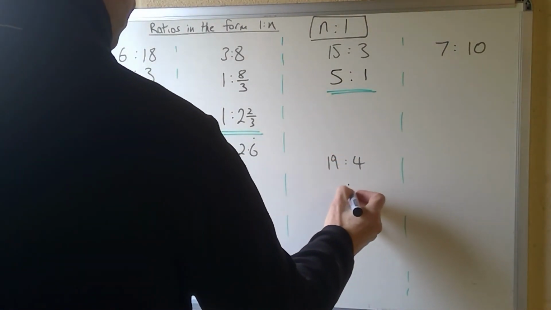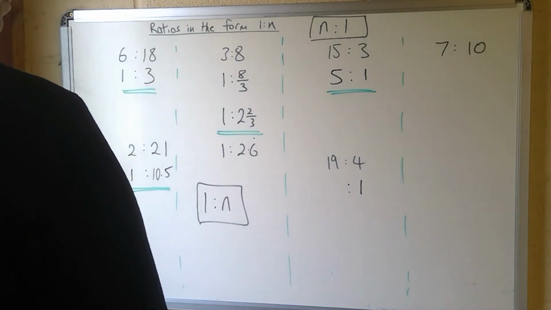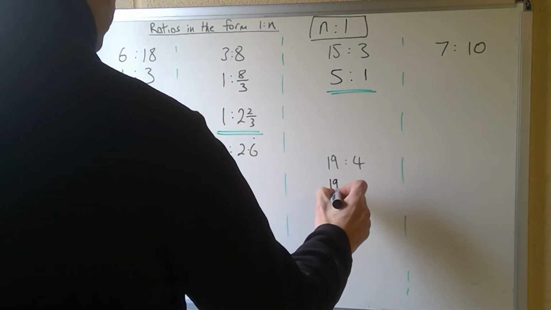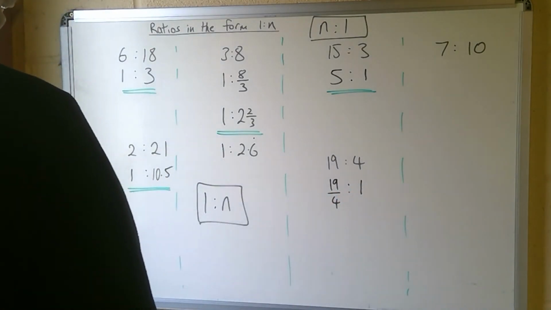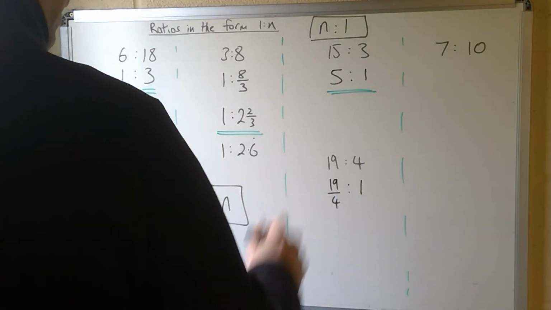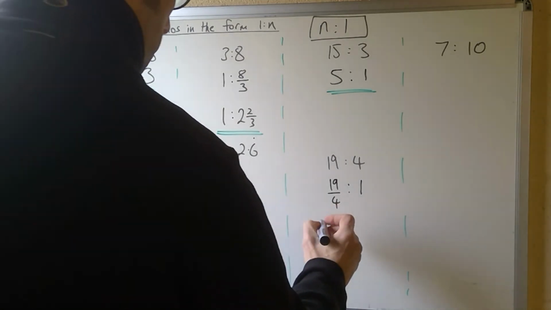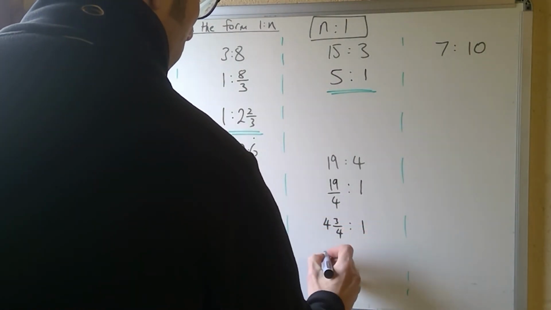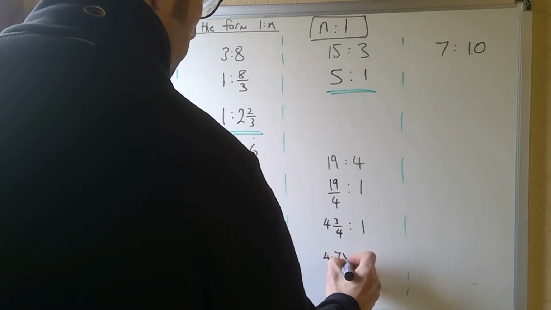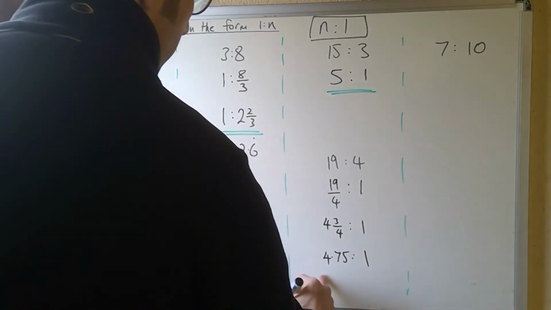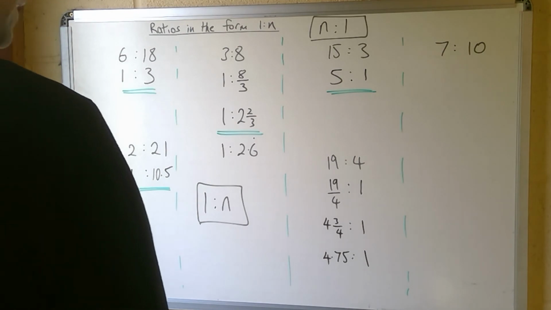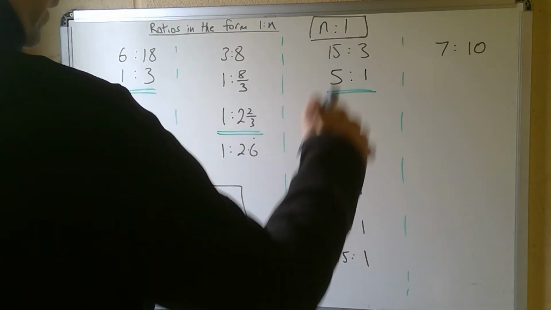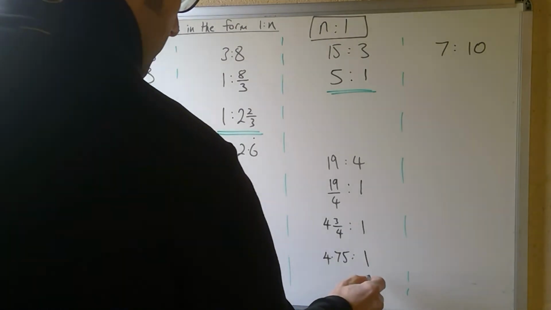19 to 4, I want the right hand side to become 1, so I've divided by 4. So I'm just going to write this as 19 over 4 in the first case, and then write that as a mixed number. That's going to be 4 and 3/4, or if you want it as a decimal, maybe it was money or something like that, 4.75 to 1. And this is useful because for every 1 here, you've got 4.75 there. That's why this is a useful process.